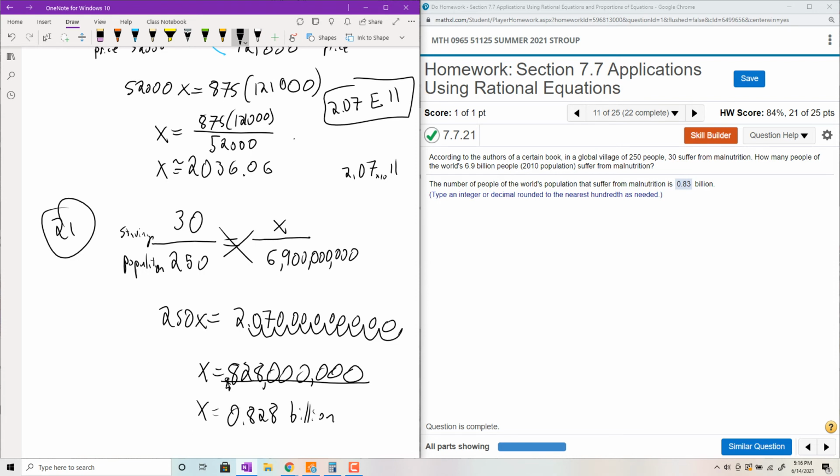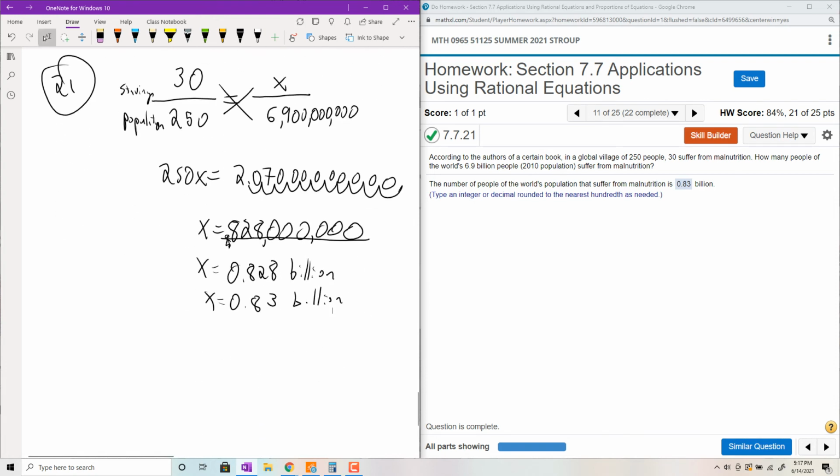What do they want? You have to round it to the nearest hundredth. So you could say x equals 0.83 billion. Okay, so hopefully that helps a little. It's harder with those big numbers.